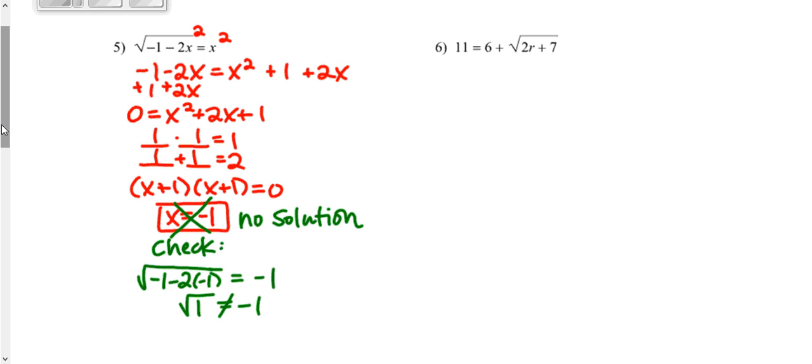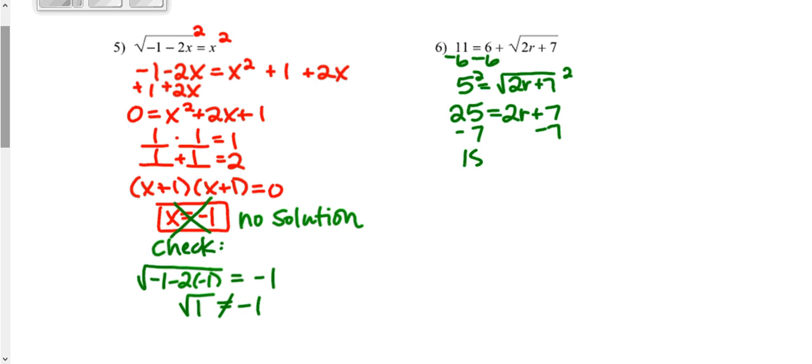All right, on number 6, we have to get rid of that 6 plus out in front. So I'm going to subtract 6. And then to get rid of the square root, I'm going to square both sides. And then solving, I'm going to subtract 7 and divide by 2. So we get r equals 9.